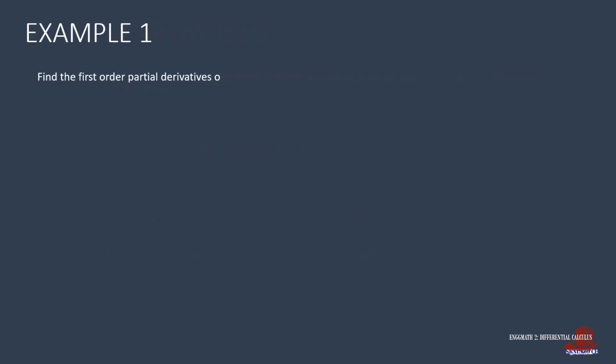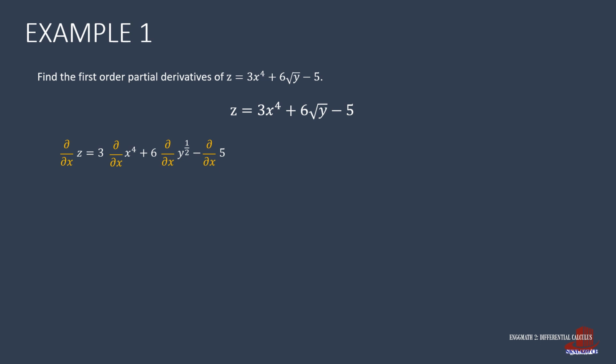Some examples are presented to show the procedure of first-order partial derivatives. The equation is z is equal to 3x raised to 4 plus 6 root of y less 5. For this example, we are to take all the first-order derivatives of the function, starting with its partial derivative with respect to x. Take a closer look at the last term. It includes the partial derivative of a constant, which is considered 0 based on the rule of derivatives.